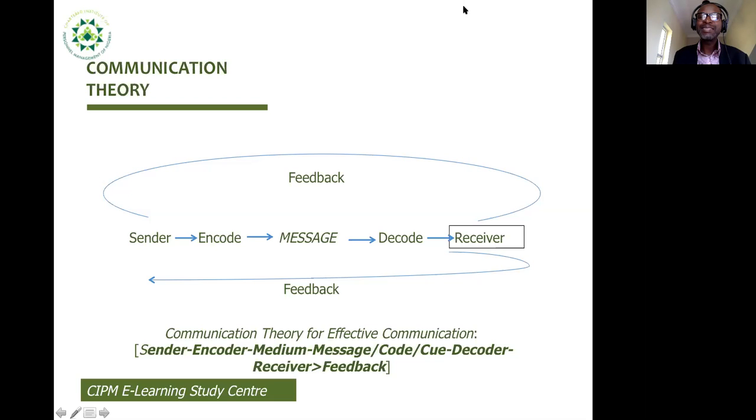For example, if the message is not clear enough, like there's no clarity of the message. Oh, good. So clarity is one. Very good. Clarity is one. Apart from clarity, do you think of any other thing?